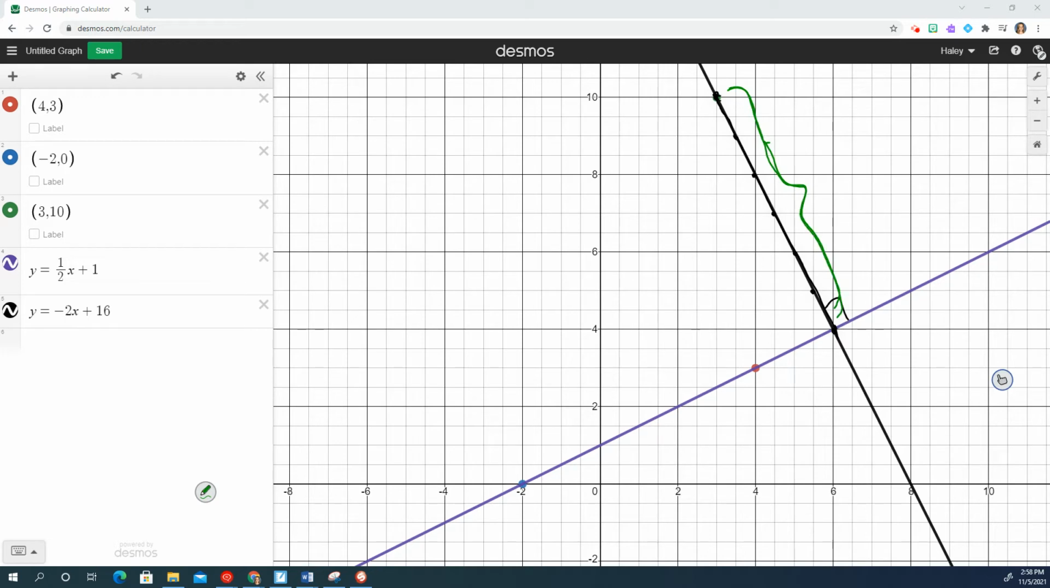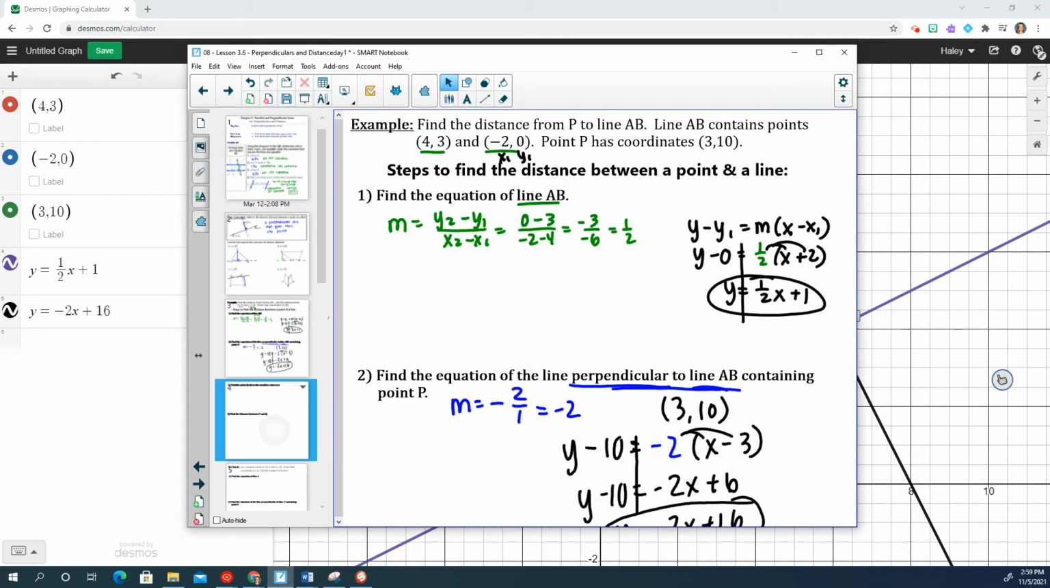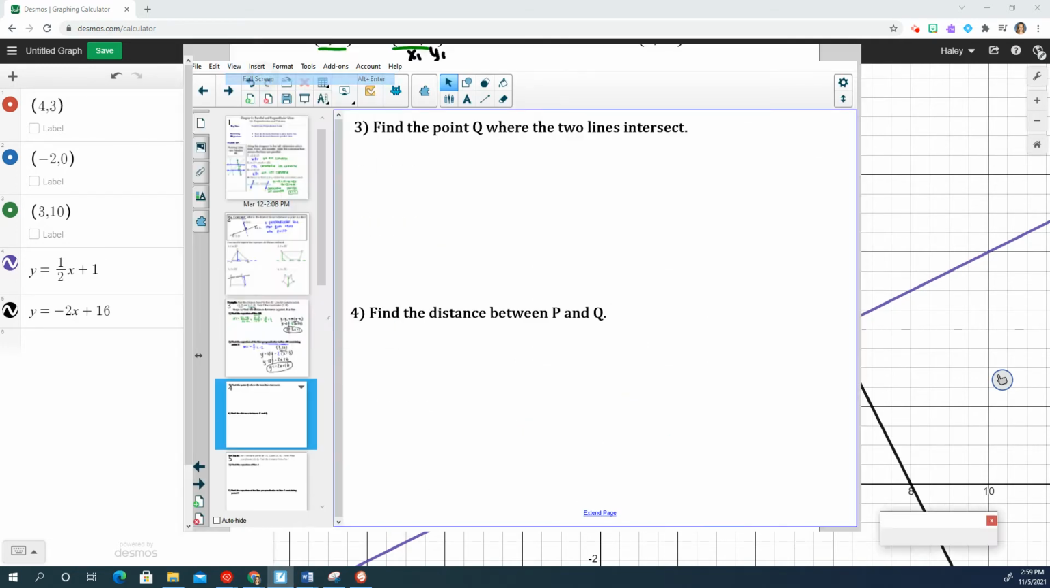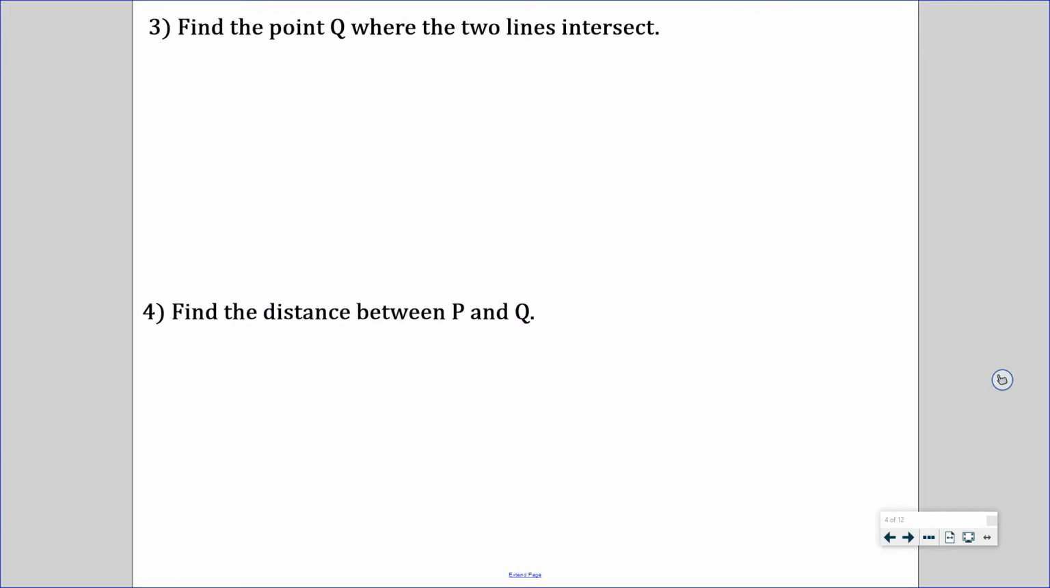The next thing we need to do, because we're trying to find this distance, and it's not just straight across, I'm going to have to do distance formula. I know this point is (3, 10). Now I know because we're on Desmos, you can figure out what this point is, but you're not going to have Desmos. So you're going to have to figure out what that point is where the two lines intersect. Okay, that's the next step. I'm on step 3 now. Is find point, we'll just call it Q. We're going to find where the two lines intersect.